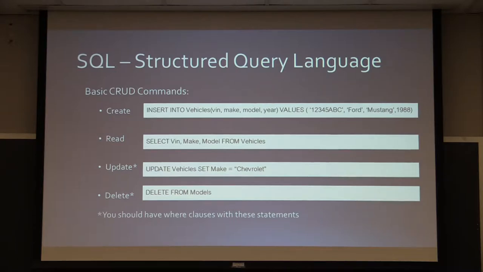Update. If I say update vehicles set make equal to Chevrolet, that's going to update every single record in my database and set the make equal to Chevrolet. So we wouldn't typically do that. That's why I have my asterisks up there to tell you that you need a where clause in your updates. I won't say always, but it's pretty much almost all of the time you would use a where clause in your update statement.